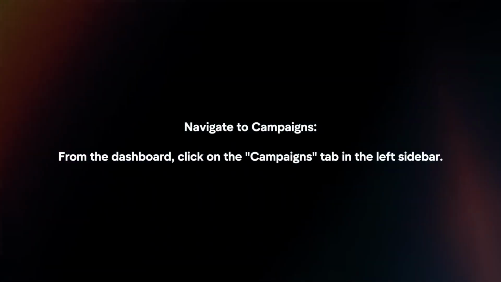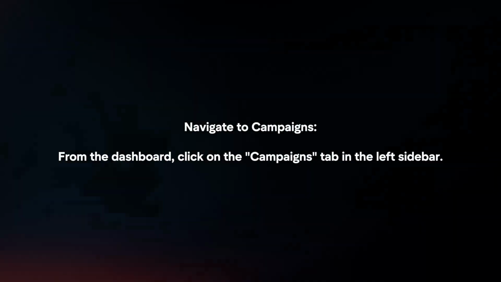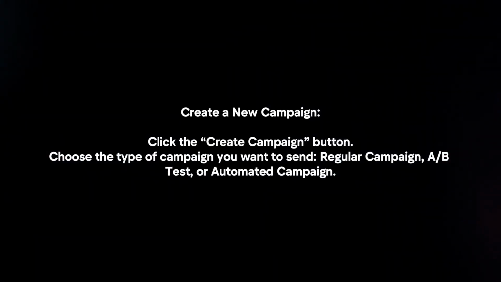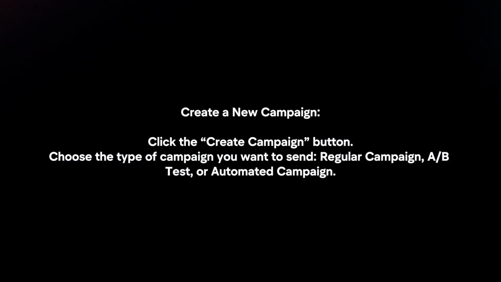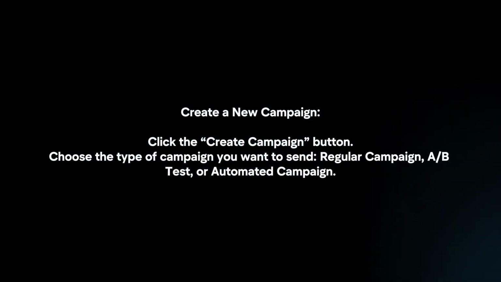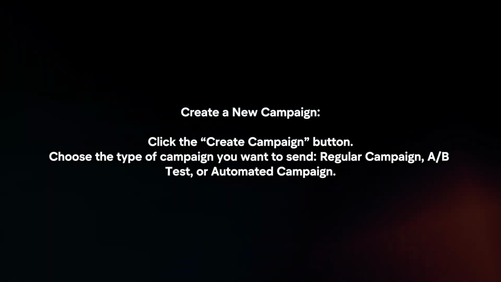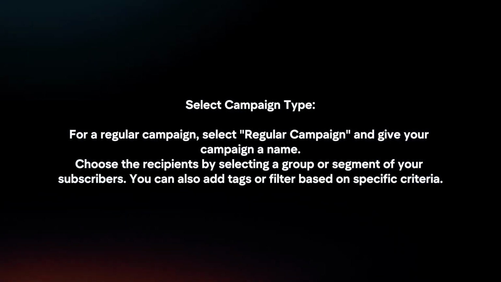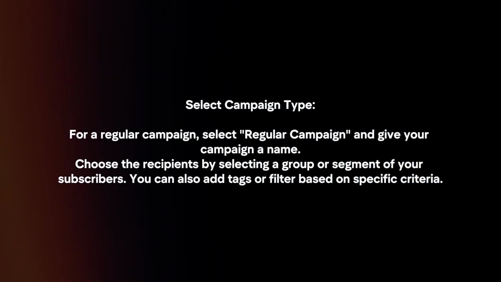Navigate to Campaigns. From the dashboard, click on the Campaigns tab in the left sidebar. Create a new campaign. Click the Create Campaign button. Choose the type of campaign you want to send: regular campaign, A/B test, or automated campaign. Select campaign type. For a regular campaign, select regular campaign and give your campaign a name.